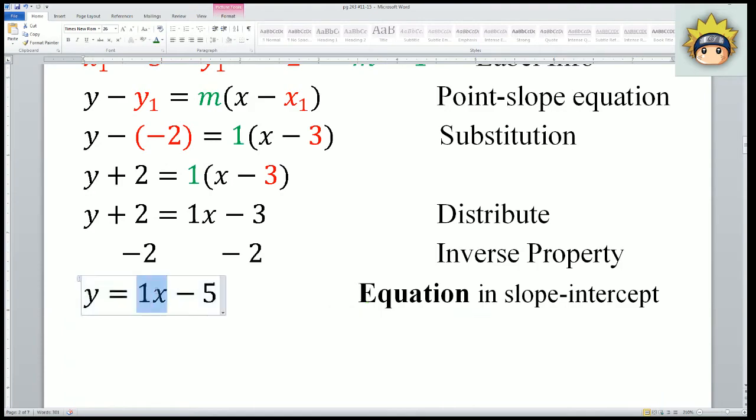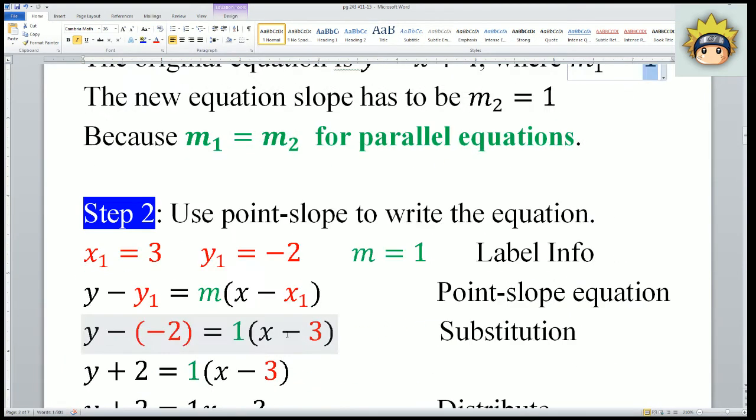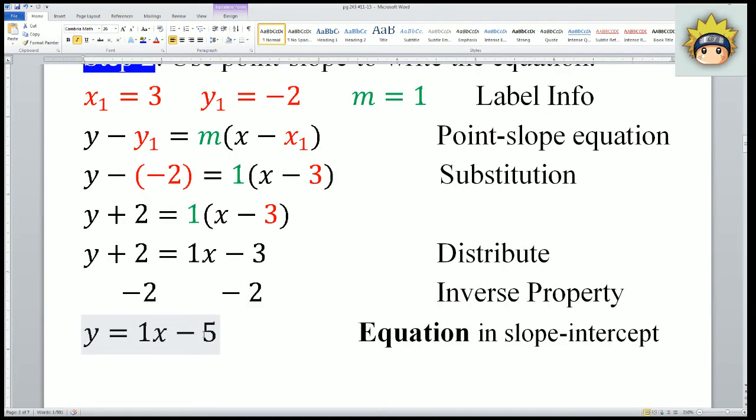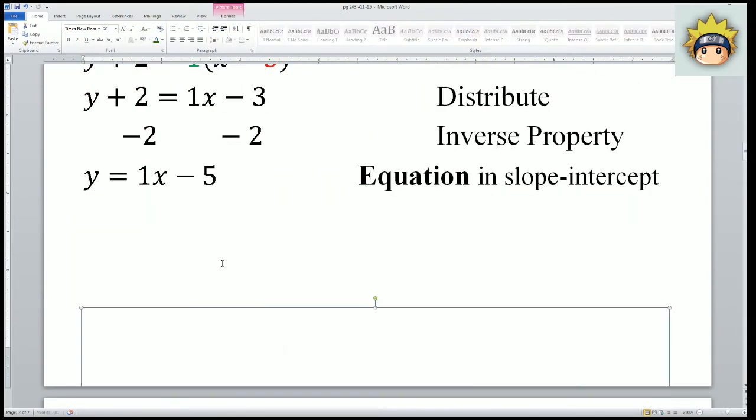This makes sense because right here the slope is the same as the other equation. The only difference is the y-intercept. I am able to construct the equation in slope-intercept form now. There you go. That is your answer to number 11. Let's do the next one.